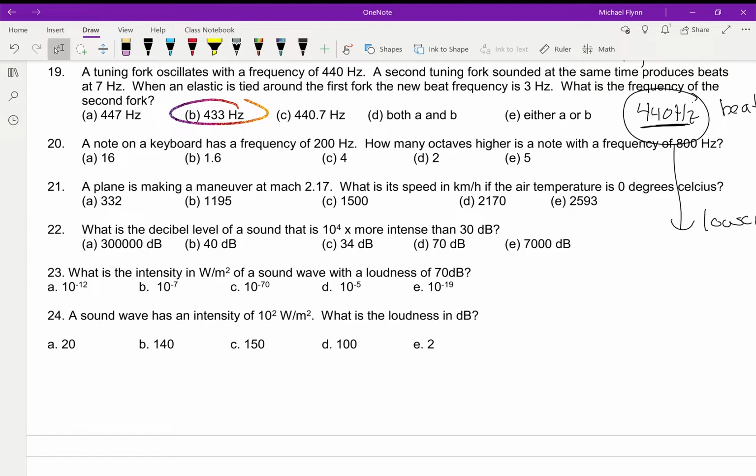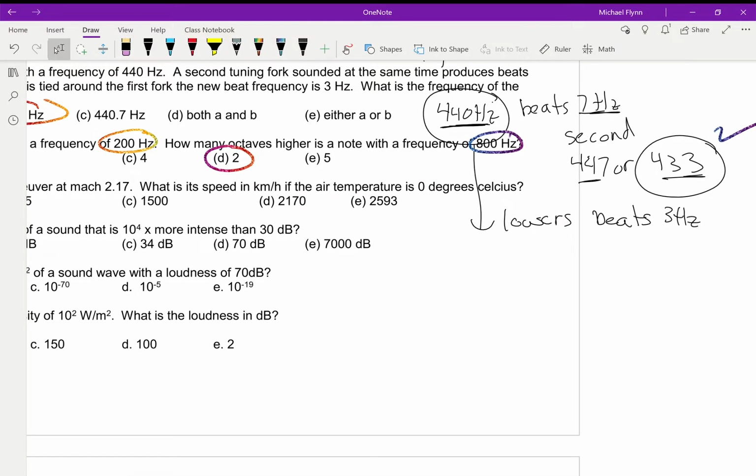Okay, so we started at 200. The first octave would be 400, and the second one we would double 400 again, so that would be 800 hertz. So this is 2 octaves higher to go from 200 to 800. Okay, so you go like this.